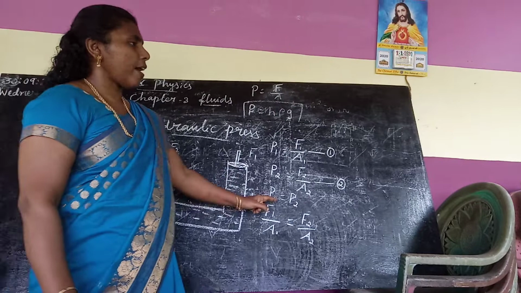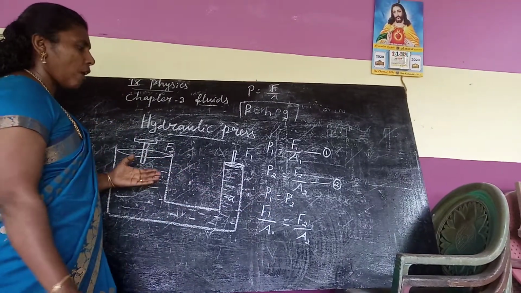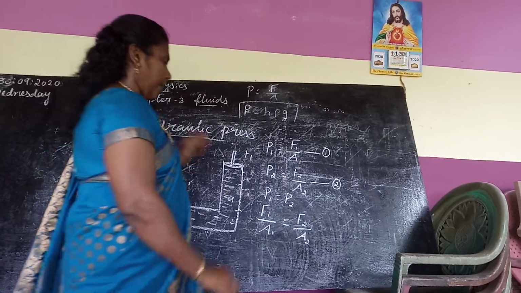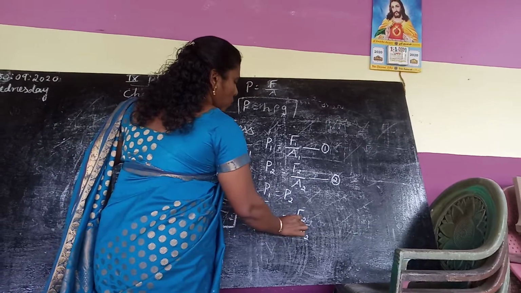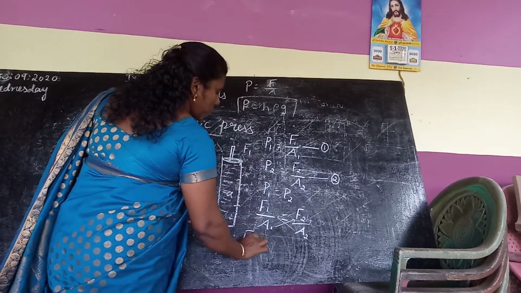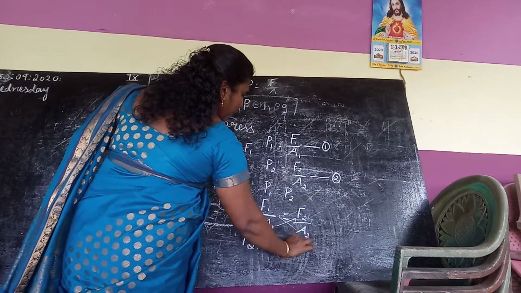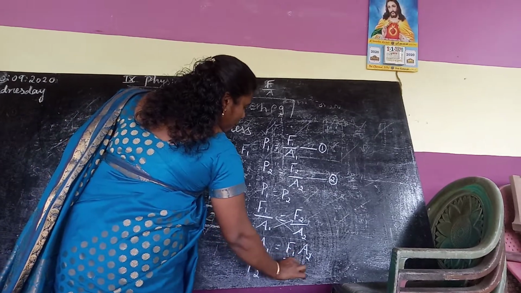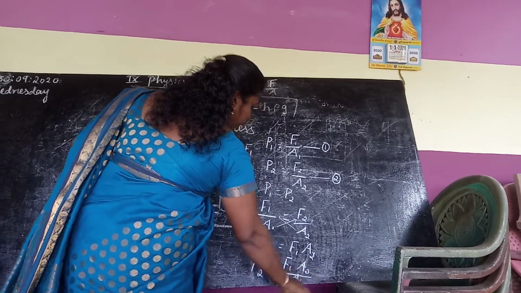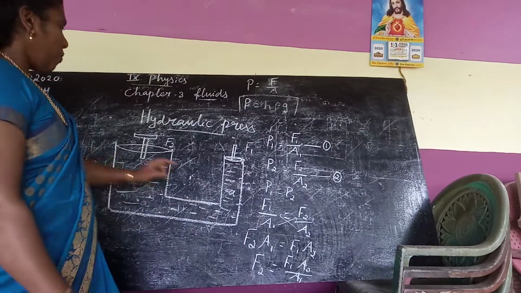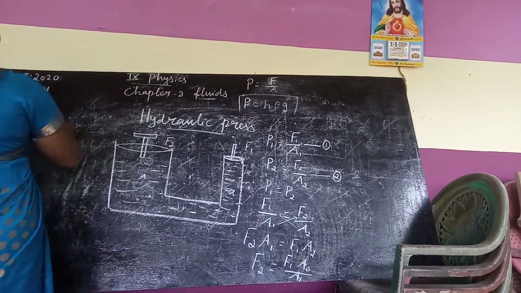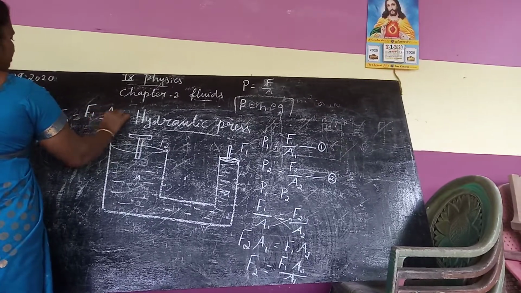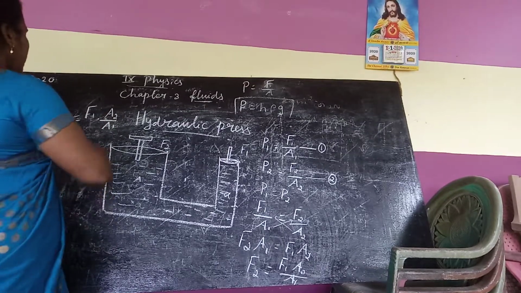From this we can find the F2 value. F2 means the force applied on the largest cylinder, so F2 we have to calculate. Just cross multiply. So F2 A1 equal to F1 A2. From here, F2 equal to F1 A2 divided by A1. So this is the formula for the force acting on the largest cylinder: F2 equal to F1 into A2 divided by A1.